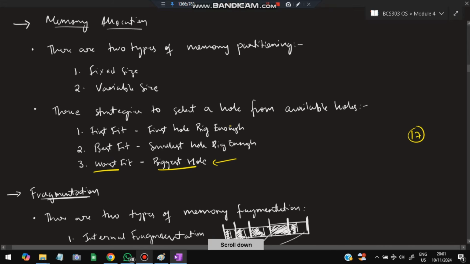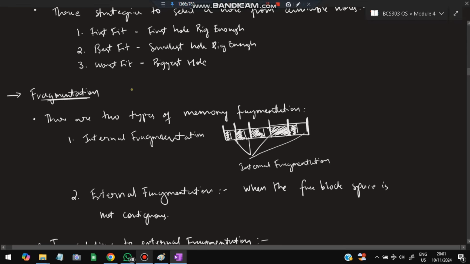Another concept is fragmentation. There are two types of memory fragmentation. What do you mean by fragmentation? See, this whole memory is divided into different spaces. This is one space, this is another space, this is another space. These are all different blocks. The shaded part is the part in which the process has used this much memory. This block has used this much memory, in this block this much, and in this block it has used this much only. So the empty spaces remaining after the process has used the block are called internal fragmentation. These empty spaces are not usable, right?